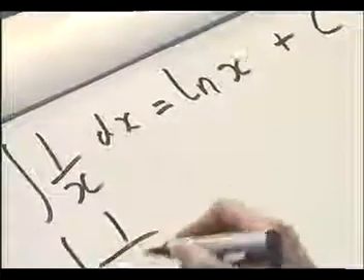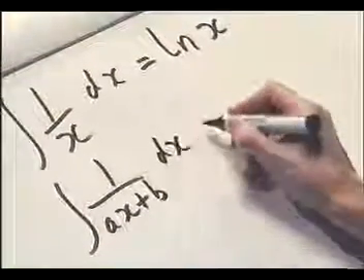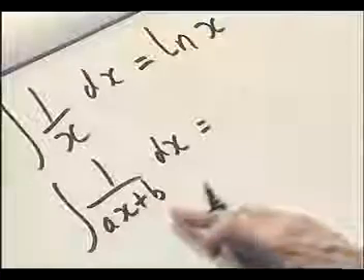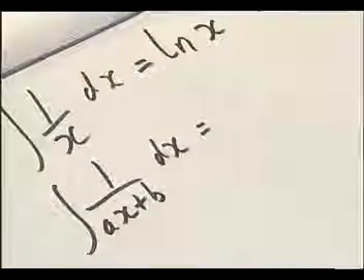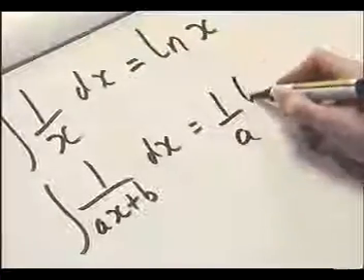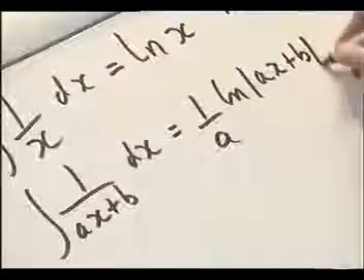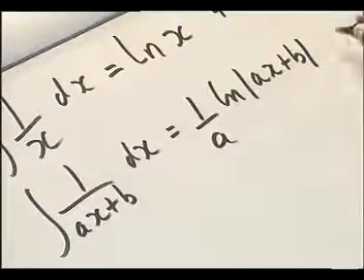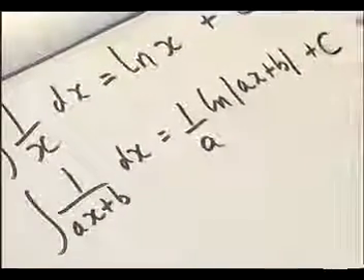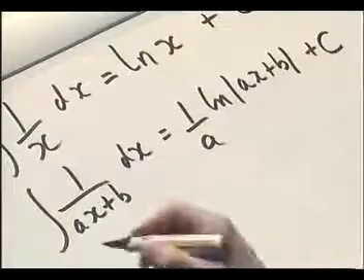If we have 1 over ax plus b dx, and again a and b are constants, then what we must have is 1 over a, the log of ax plus b. And again, we must include a constant of integration. Let's just have a look at an example of this.